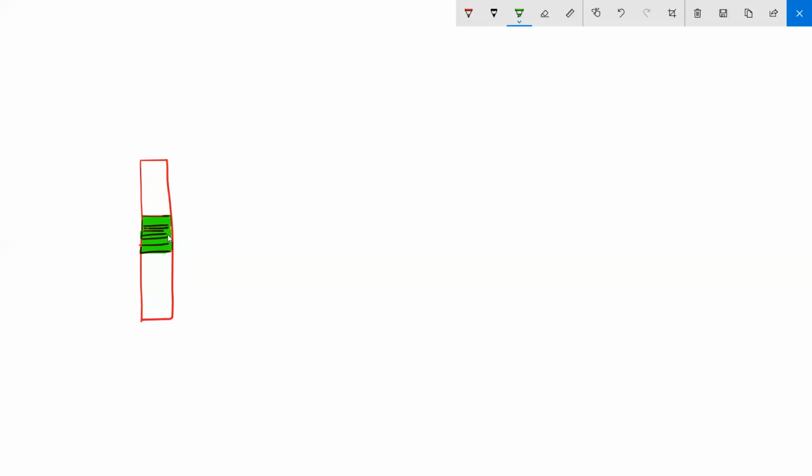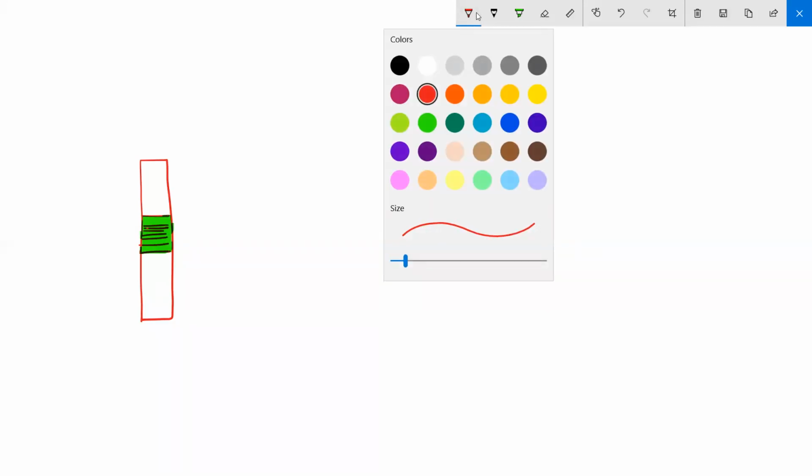My kids used to do this all the time. They used to color, especially in this lockdown period. At times when I'm trading, they sit next to me and do all these colorings.